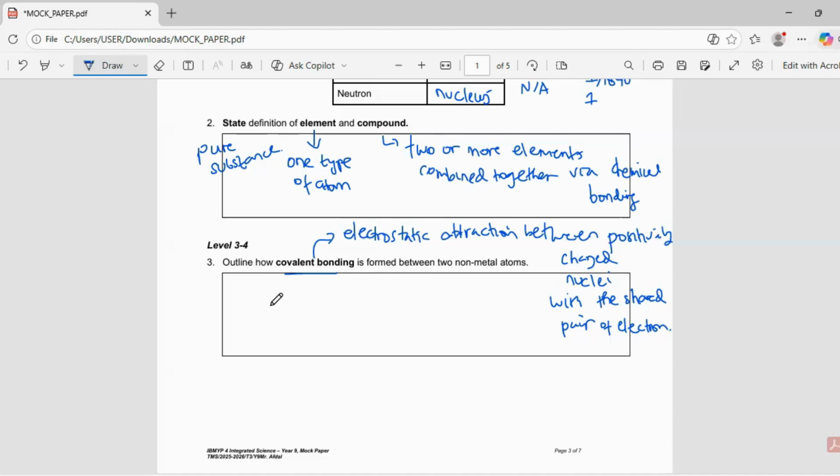And then another thing that you have to know, we have to show that in this bonding, two nonmetals will share the electron together. So outline how? By sharing the electron together. By sharing electrons, you can say it can be double bond, single bond, or triple bond, depending on the number of electrons that are shared.